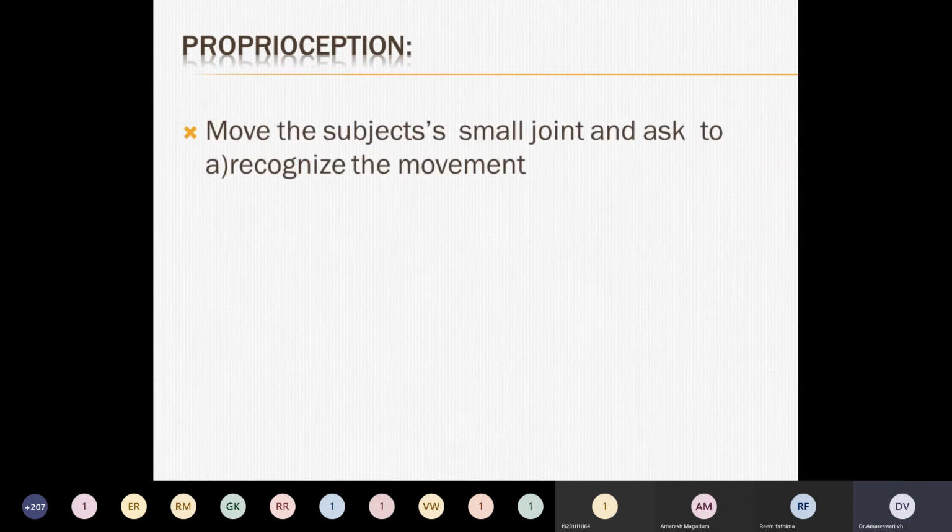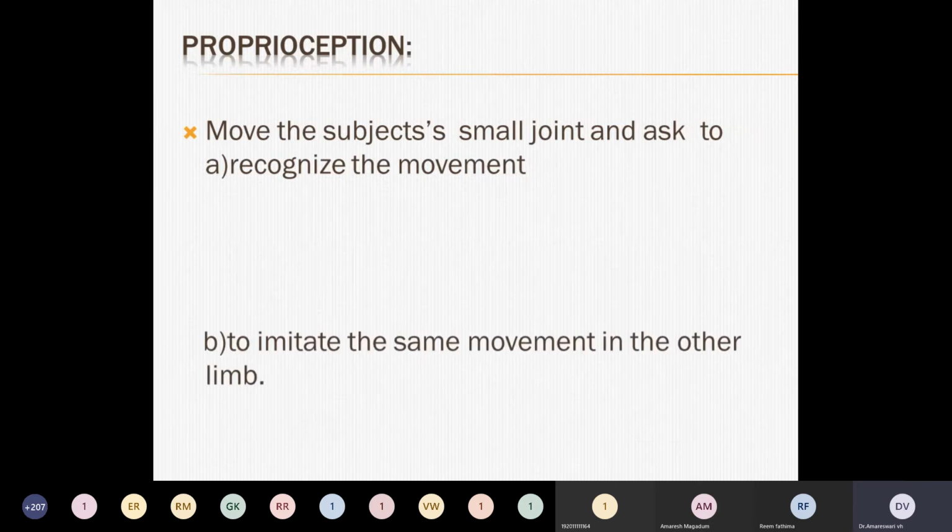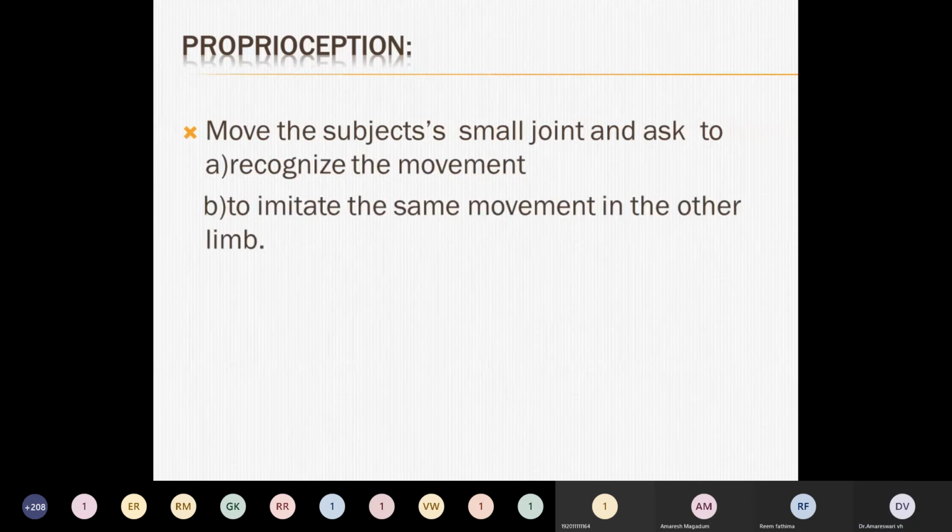Now we are going to check proprioception. Proprioception is the joint sense. Move the subject's small joint and ask them to recognize the movement. For example, take the small joints, the finger phalanges. Move the phalangeal joints in whatever direction is possible, flexion or extension, and ask the subject to recognize whether it is flexed or extended.